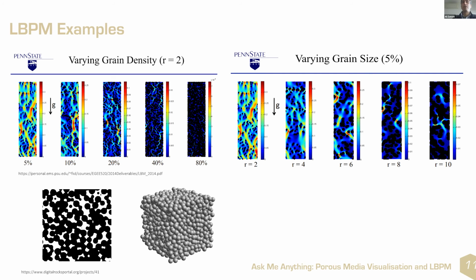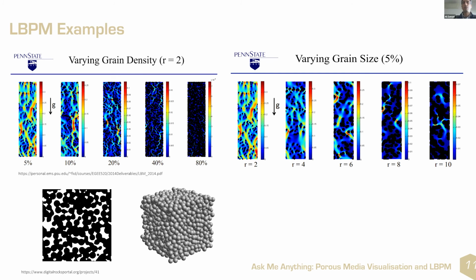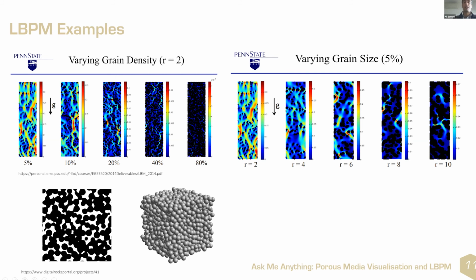A similar thing you can do with LBPM in a sphere pack at the bottom, which is again available open source on the Digital Rocks portal, where you can run drainage or imbibition, whatever, in the sphere pack, which is a ground truth, by the way, that you can check how accurate LBPM is.